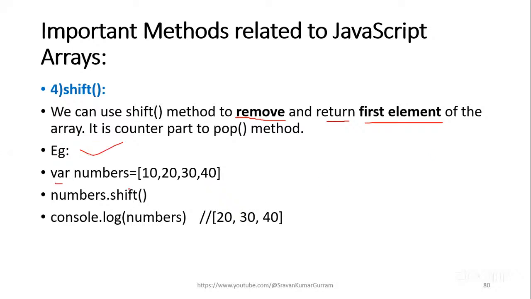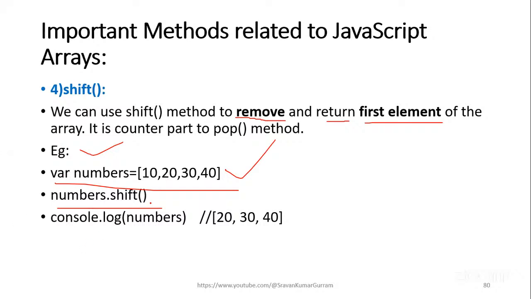Example, same array, but here I'm writing numbers dot shift. So we are not passing any argument here. Observe numbers dot shift. There is no argument because it is used to remove the first element. So we need not pass any argument. Automatically, the shift method identifies the first element in the given array, and that identified first element will be deleted.